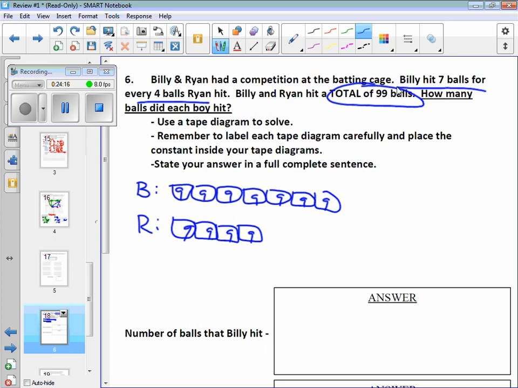That's the hard part. Once you find the value of each box, you have the answer to your problem. 11 times 11 is not going to get you 99, though, and I'll have to look and see what you did.